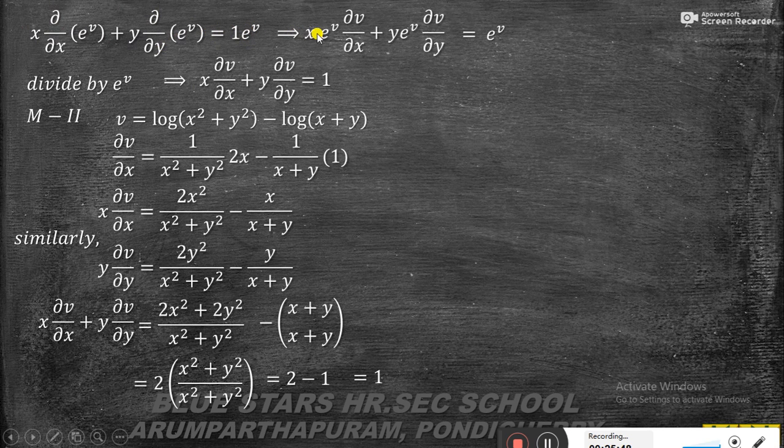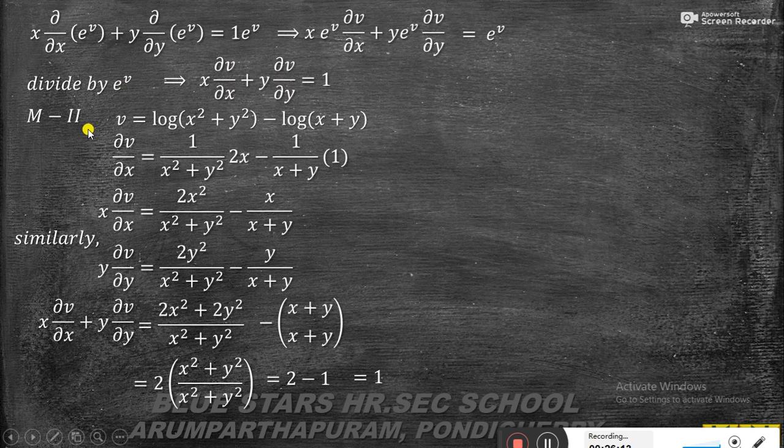In the next step, I differentiate the exponential. So x into e power v, differentiating the power, dou v by dou x, plus y into e power v into dou v by dou y, equals e power v. Now all the terms have e power v, so dividing by e power v, x into dou v by dou x plus y into dou v by dou y equals 1.